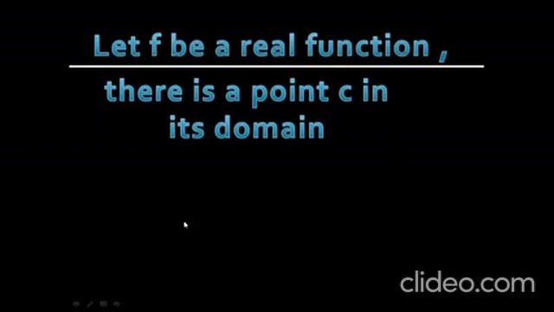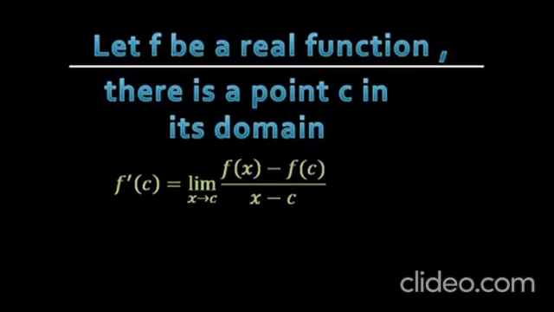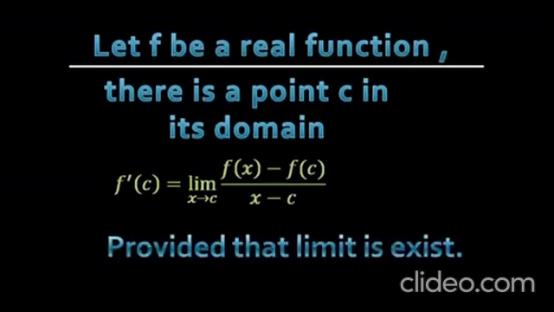So we can say a function is differentiable if f dash c is equal to limit x tends to c of (f(x) minus f(c)) upon (x minus c). After writing it, it means the limit as x tends to c exists. So the left hand limit is equal to the right hand limit.